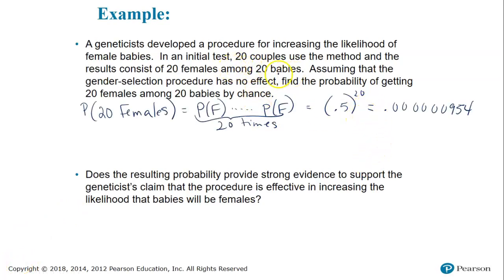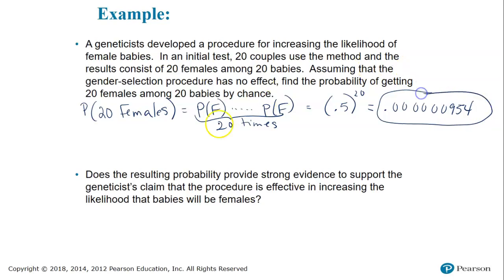You're asked to find the probability that you're going to have 20 females among 20 babies simply by chance, and that's a way of checking to see if this procedure works. So if we're going to have 20 babies, we want the probability of 20 females. So each birth is represented here by the probability of a female. So we want 20 females. So we need the probability of a female 20 times. Because these are independent, births are independent of each other. This is an independent situation. We'll just do 0.5 and we'll do that 20 times. So 0.5 to the 20th gives me this probability here.